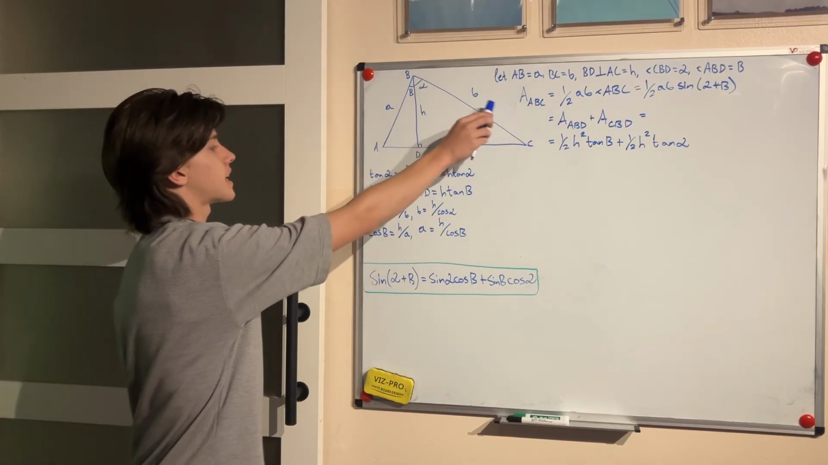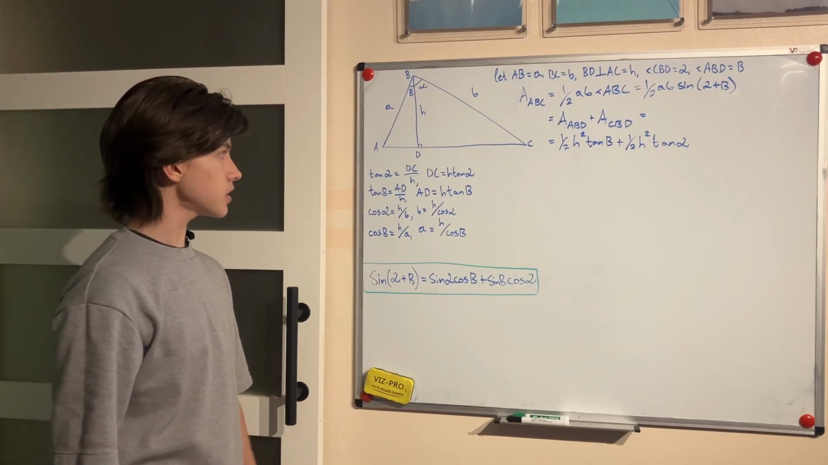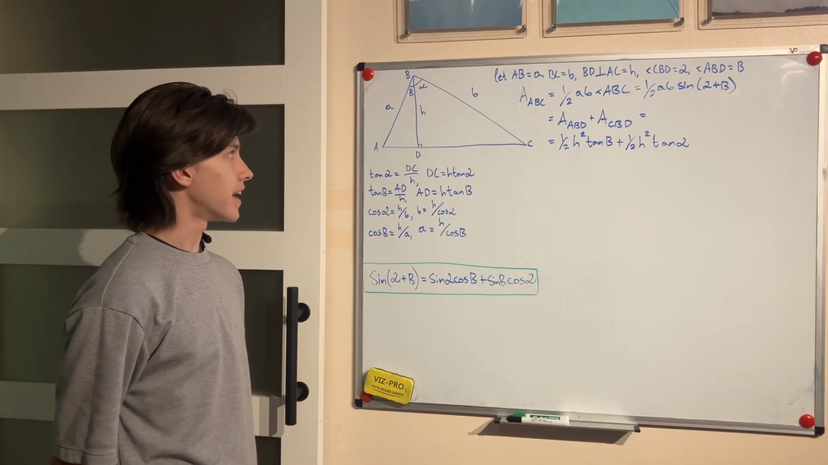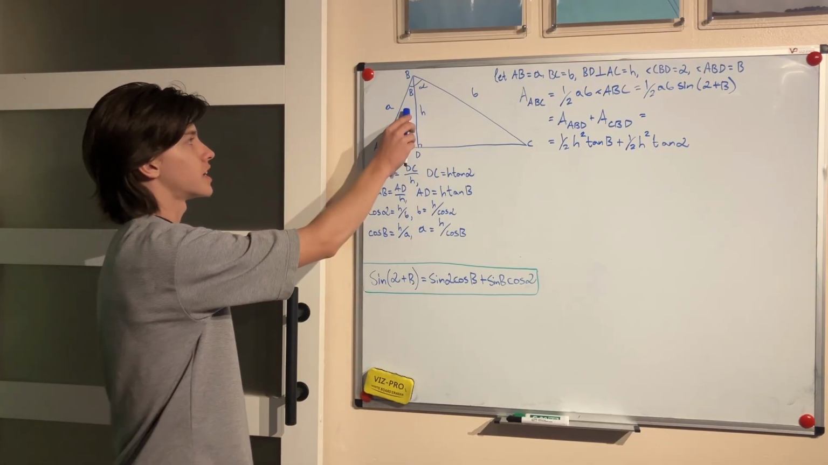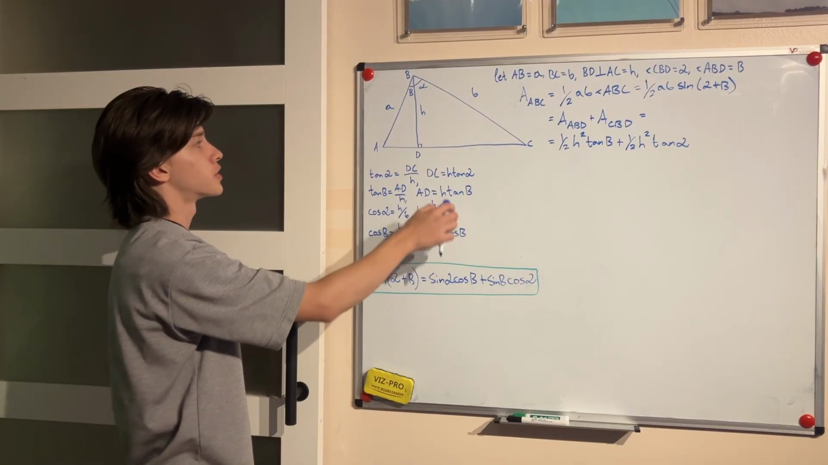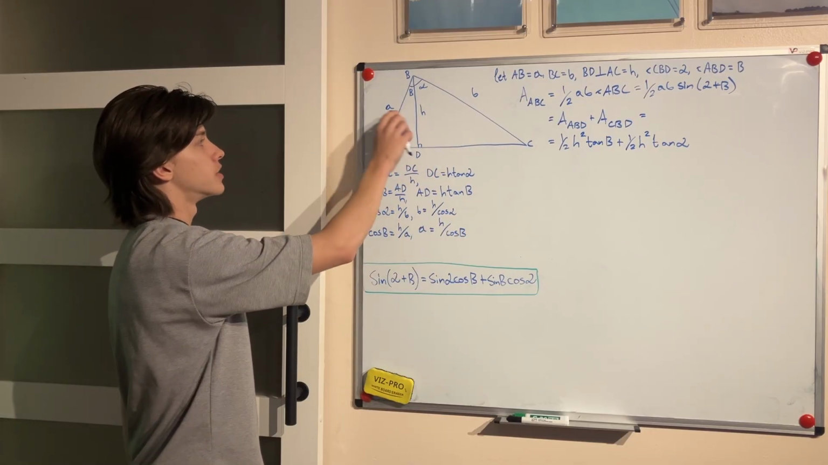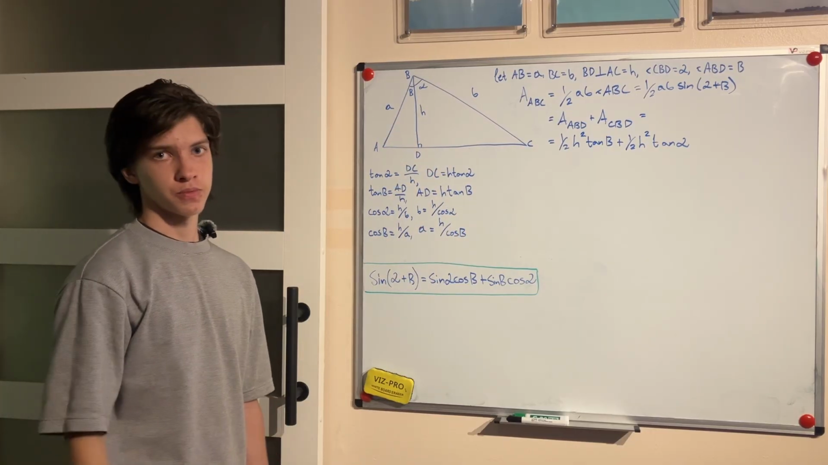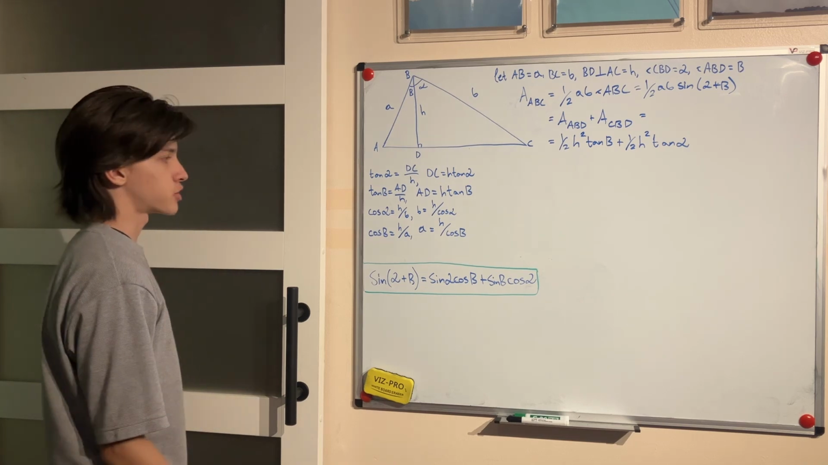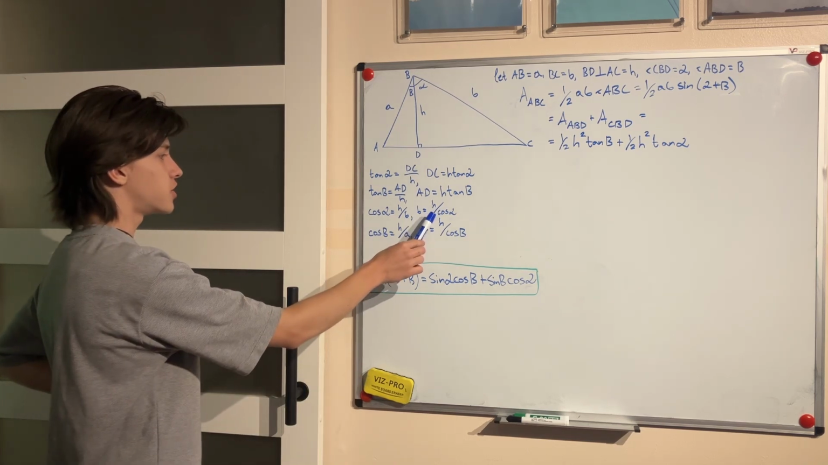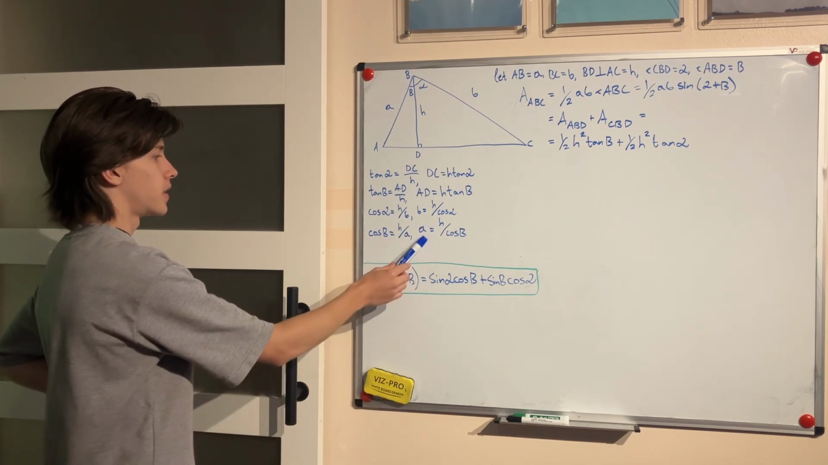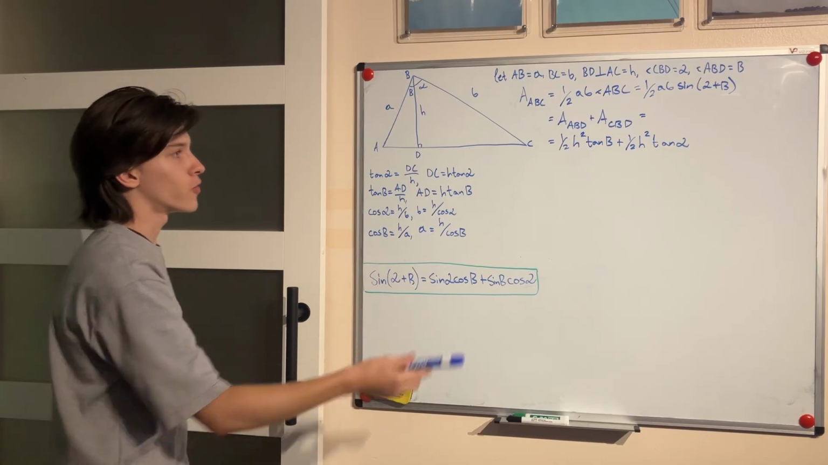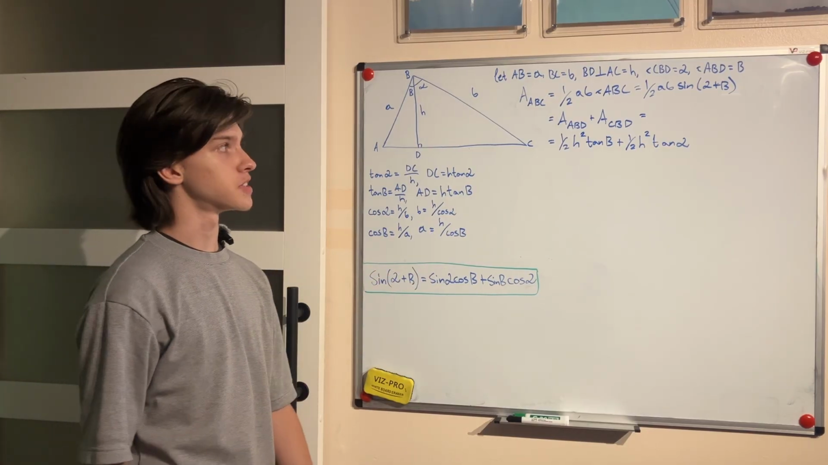We can express the sides A and B using a cosine and the height, right? Because the cosine of beta and the cosine of alpha are going to be this height over their respective hypotenuses, which are A and B. And here I have written that B is equal to h divided by cosine of beta, A is equal to h over cosine of alpha. And here we are basically done.